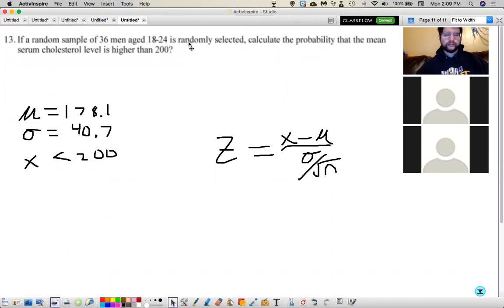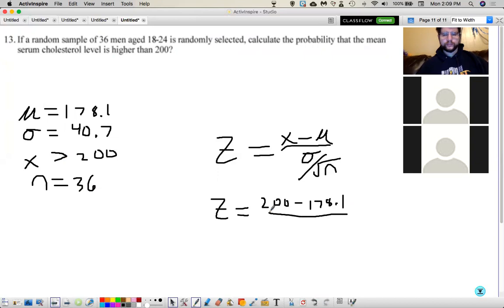And this is what we're looking at. All right. So we also have n is 36. And instead of being less than 200, we're looking at greater than 200. Calculate the probability of the mean cholesterol level is higher than 200. So let's go ahead and calculate this z-score here. 200 minus, we already have this on the other page, but I'll do it again. So the difference comes right here, divided by square root of 36.